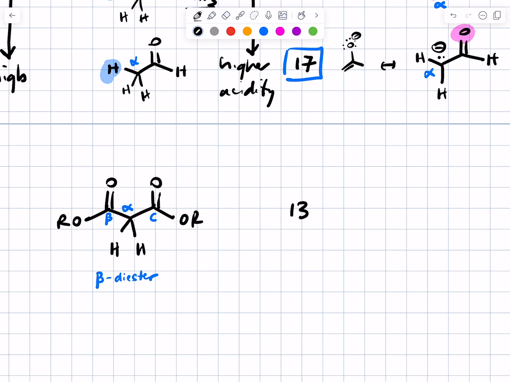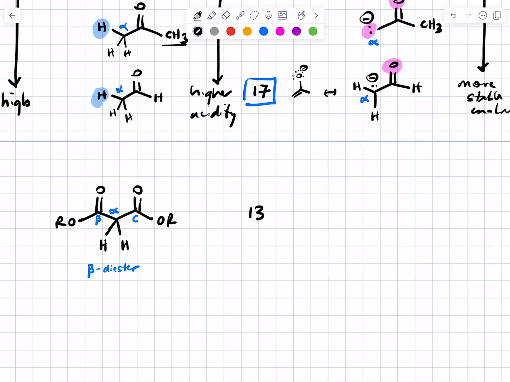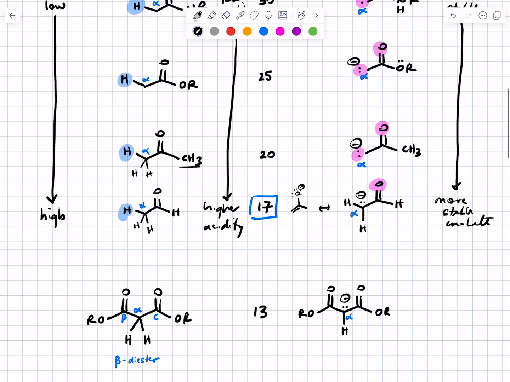which means that it's acidic enough for sodium hydroxide or sodium ethoxide to completely, 100% quantitatively remove one of those 2 alpha protons. You'll see why it's more acidic when you draw the conjugate base. So let's just draw the conjugate base in the resonance structure where the lone pair is on the alpha carbon. What's the big difference you see between the enolate of the beta diester and the enolate of the regular ester?